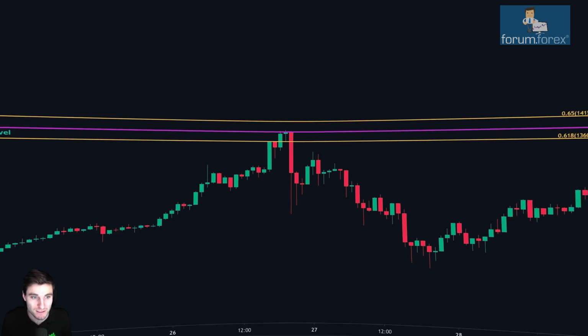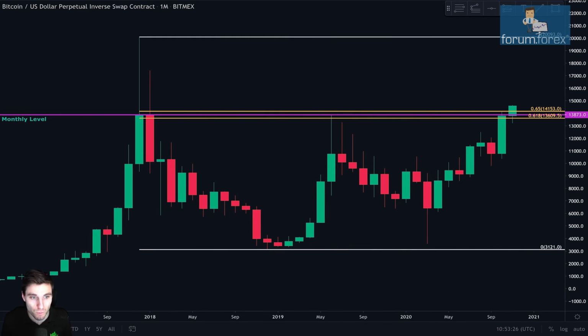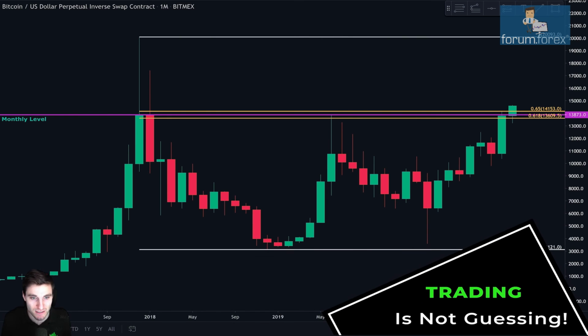But what happened next? Price went down and almost touched the 0 point of our Fibonacci retracement. So you can see, trading has nothing to do with guessing, and it is not difficult when you know what you're doing. You just need to have a plan and an understanding of how price action works at key levels of support and resistance.